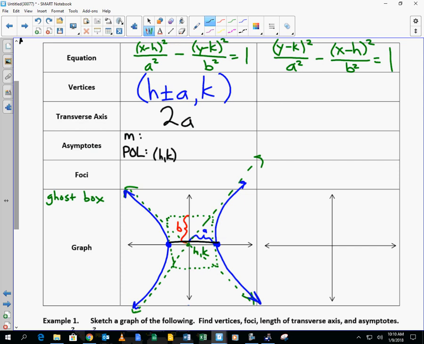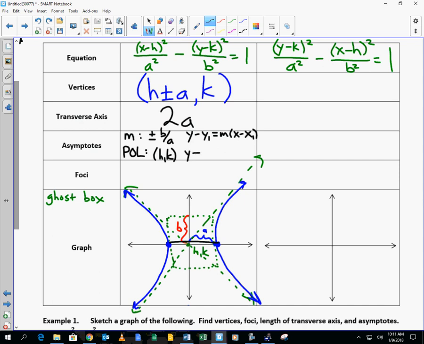Now let's think about the slope. One of the lines has a positive slope. One of the lines has a negative slope. We can figure out the slope by looking at the box. What's the rise of the box? What's the run of the box? So therefore, the slope is plus or minus b over a. So if we take our equation for a line, which is y minus y1 is equal to m times x minus x1, we can write the equation for the asymptote by simply using point-slope form.